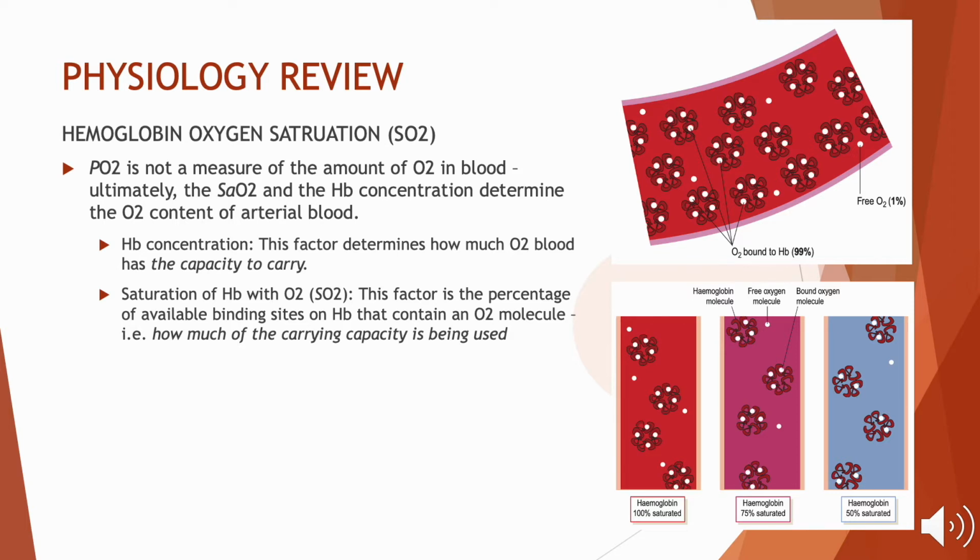Because of this, the amount of oxygen in blood depends on the following two factors. First, hemoglobin concentration. This factor determines how much oxygen blood has the capacity to carry. And two, saturation of hemoglobin with oxygen. This factor is the percentage of available binding sites on hemoglobin that contain an oxygen molecule. For example, how much of the carrying capacity is being used.